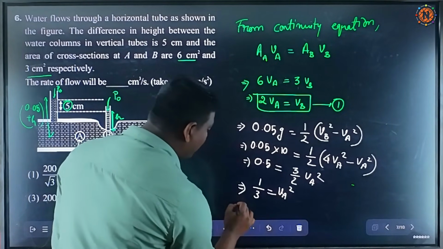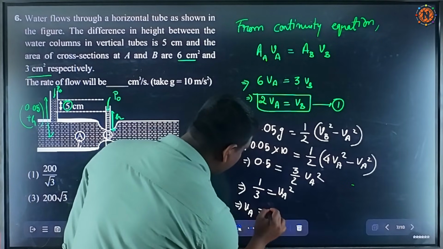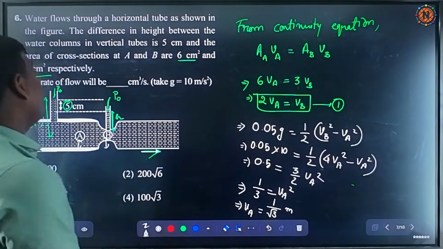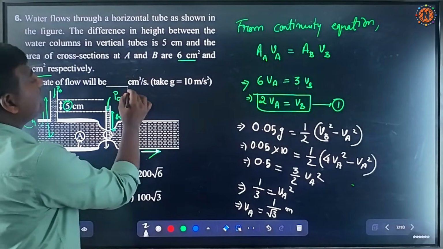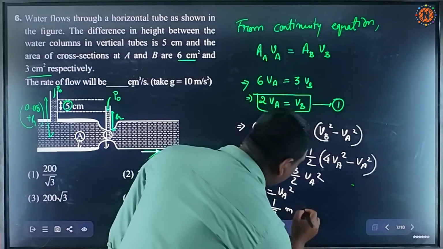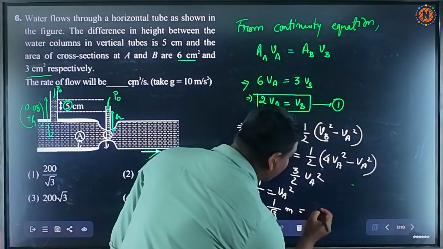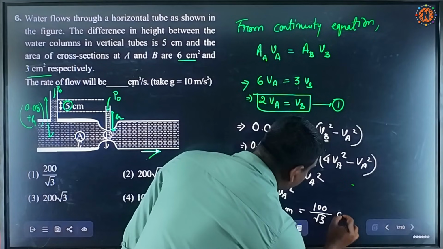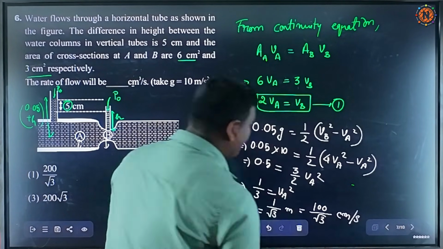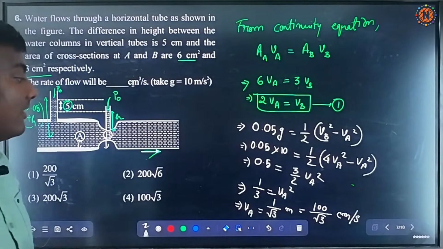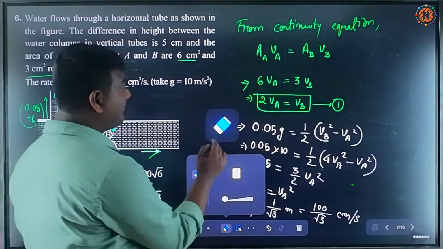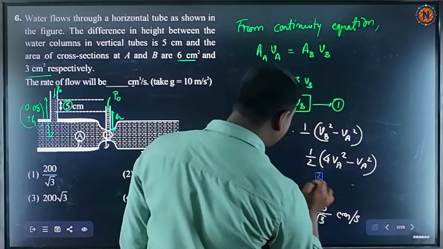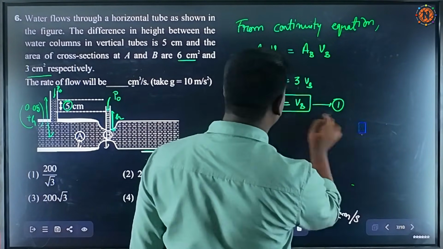We need to find the value of VA, so VA will be 1 by root 3 meter per second, but in the answer we need to convert it into centimeter cube per second. So let us convert it into centimeter, so that will be 100 divided by root 3 centimeter per second. This is the velocity at point A. Okay, now we need to find the flow. Since flow is the same at all points, let us find the flow at point A.